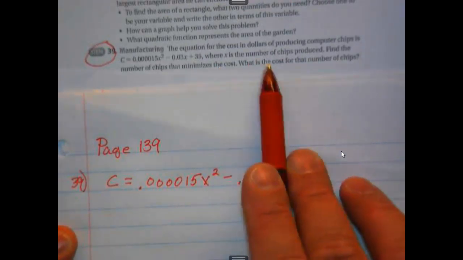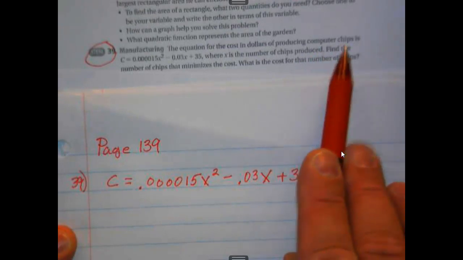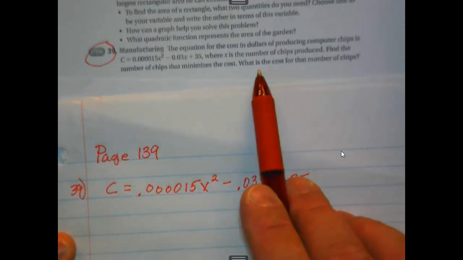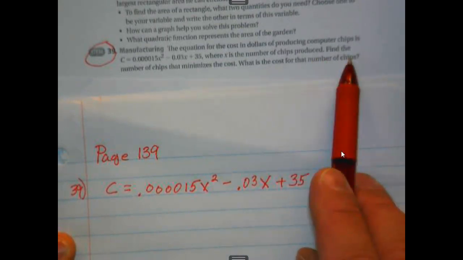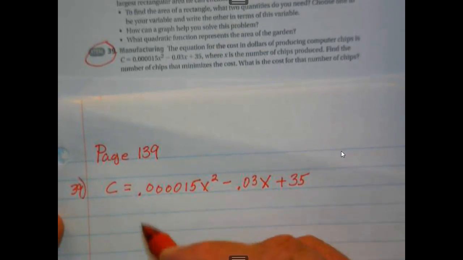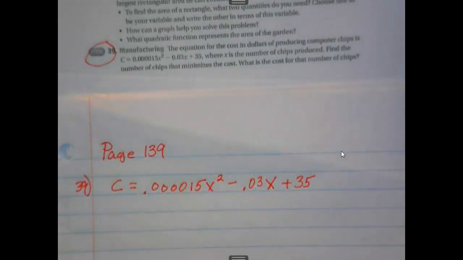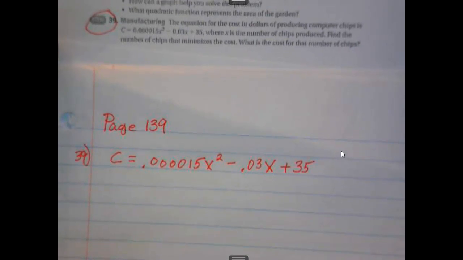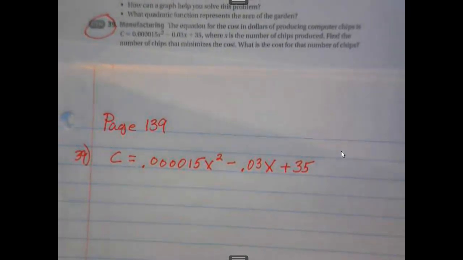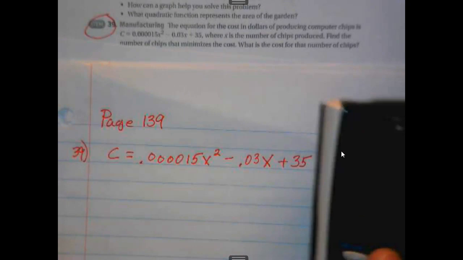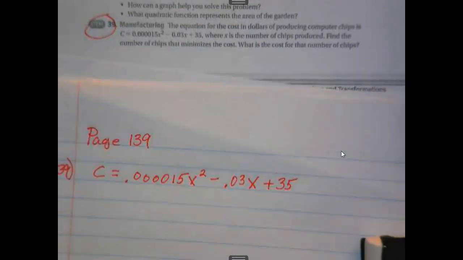Where x is the number of chips produced, find the number of chips that minimizes the cost. What is the cost for that number of chips? So we have to minimize the cost. Let's put this in the calculator and find the vertex. You got your calculators? You guys have this problem done, right? That's what the word homework means.